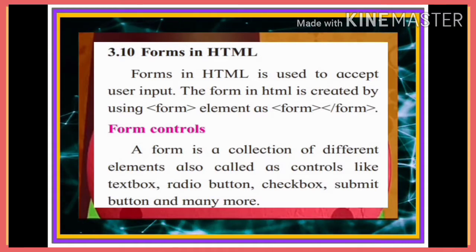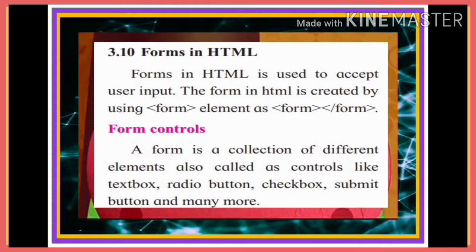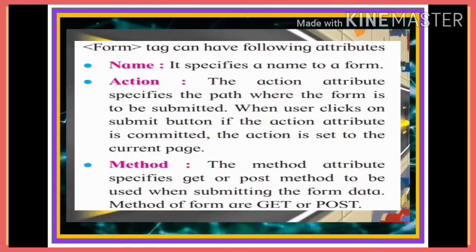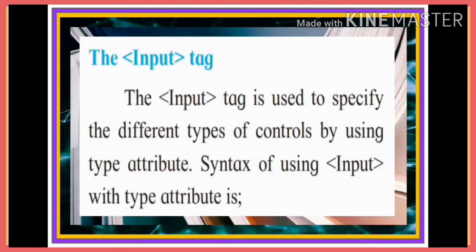We have also seen the form controls. A form is a collection of different elements, also called controls, like text box, radio button, checkbox, submit button and many more. We have also discussed the attributes of the form tag: name, action, method. We have also discussed the input tag. The input tag is used to specify the different types of controls by using the type attribute.